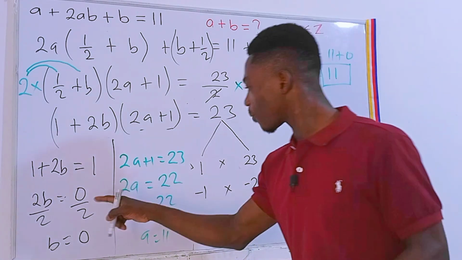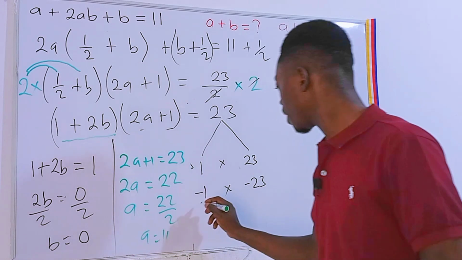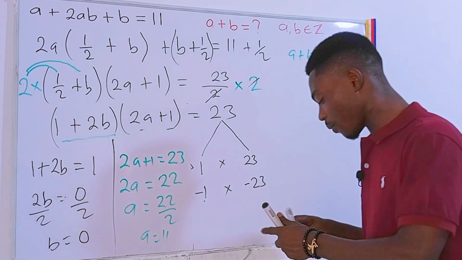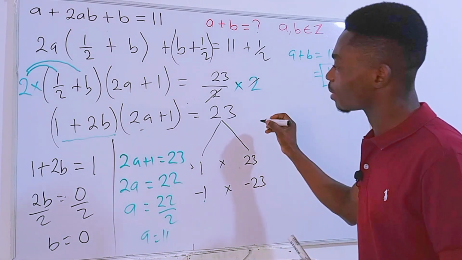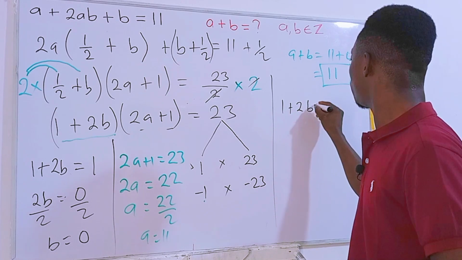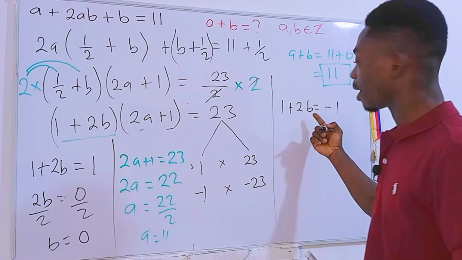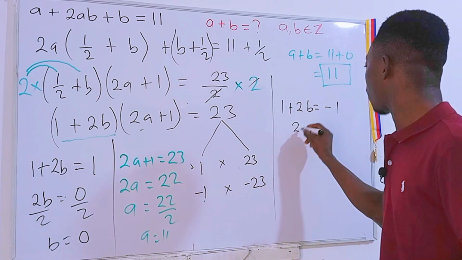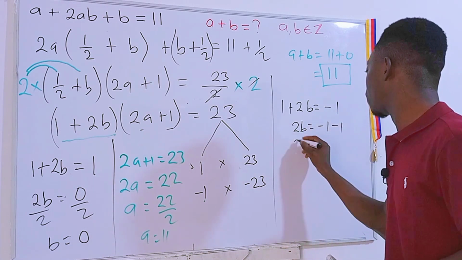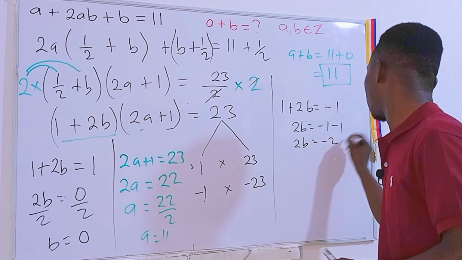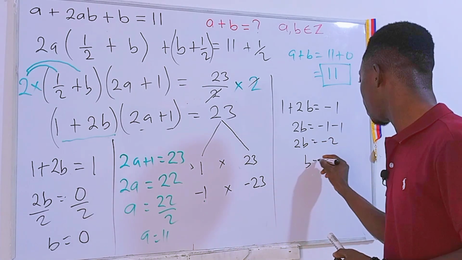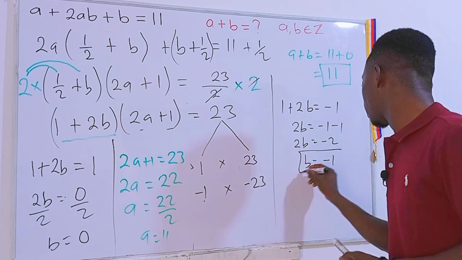Then the second equation right here, this can be -1 or it can be -23 in either way. So I'm just going to write a second equation for the negative factors. We have 1 plus 2b is equal to -1. Let's solve for b first. We have 2b is equal to -1 minus 1, which implies that 2b is equal to -2. Dividing each side of the equation by 2, we have b is equal to -1.